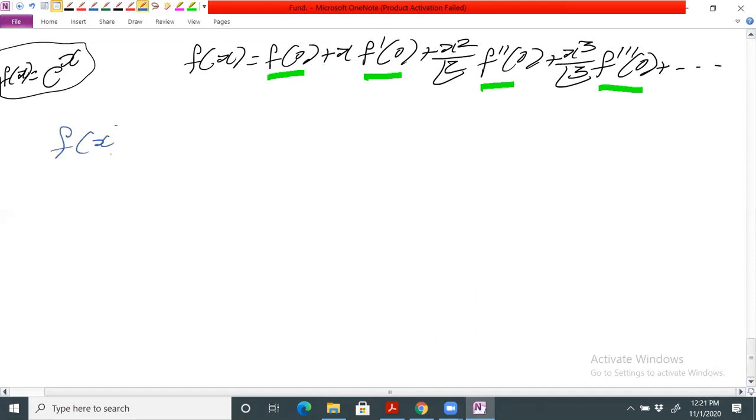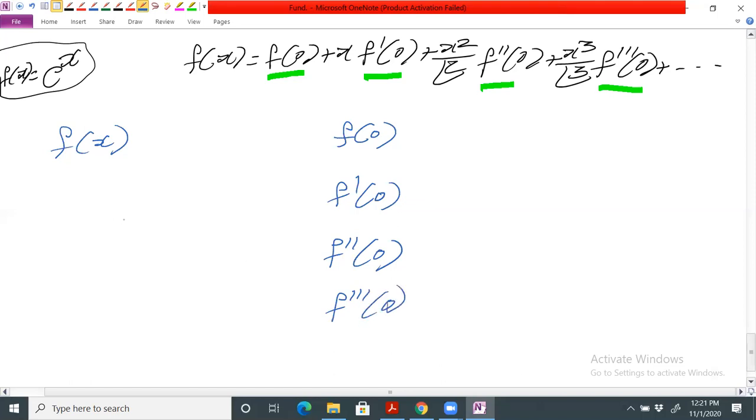What are the values we require? f of 0, f dash of 0, f double dash of 0, and f triple dash of 0. For finding these values, first we need to find the corresponding functions. That is, we require f dash of x, f double dash of x, and also f triple dash of x.